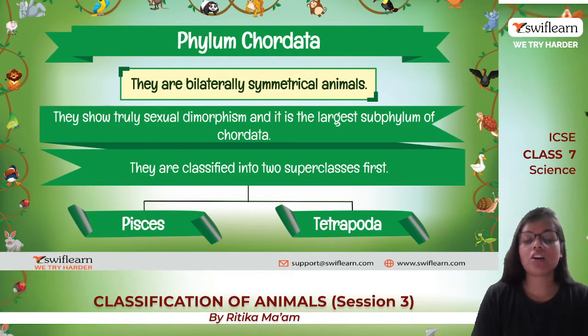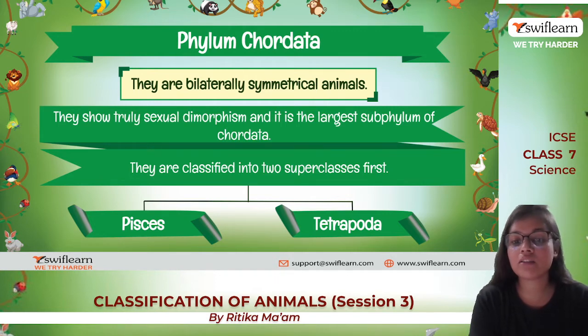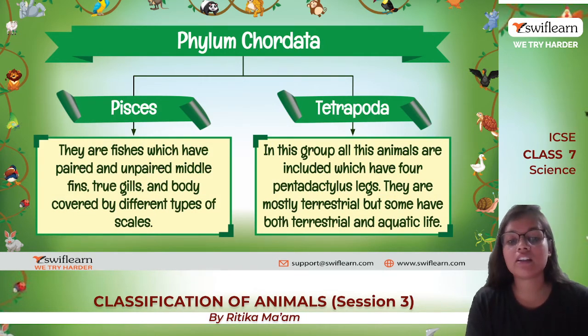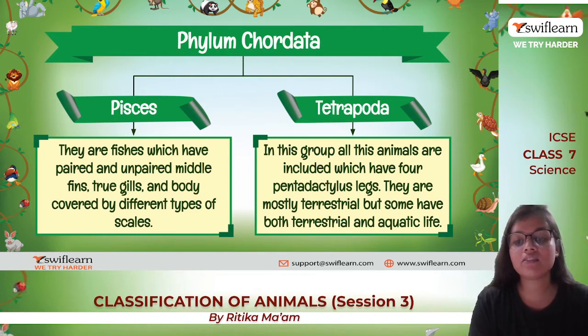Okay, now talking about Phylum-Chordata, their body is bilaterally symmetrical. These are bilaterally symmetrical animals, and they show truly sexual dimorphism, and it is one of the largest subphyla. Now here we are again classifying them into 2 superclasses, which are Pisces and Tetrapoda. As I told you, Phylum-Chordata is divided into 2 parts, Pisces and Tetrapoda.